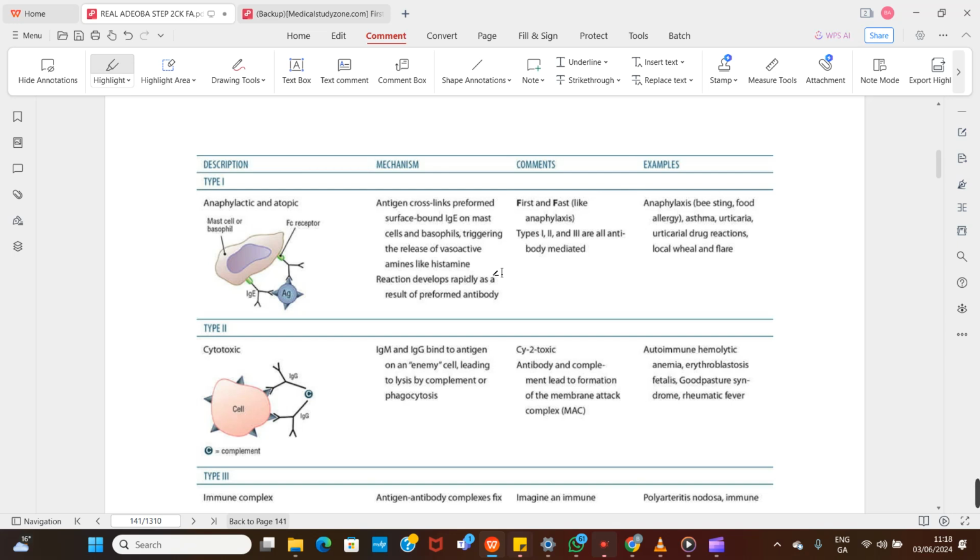So what are the key things to remember? The IgE being involved, the cross-linking of the IgE, the release of the vasoactive amines. So the vasoactive amines are going to be responsible for the downstream clinical presentation that is going to happen. So the skin reaction is going to be from them, the bronchial constriction is going to be from them, right? And what are the examples?